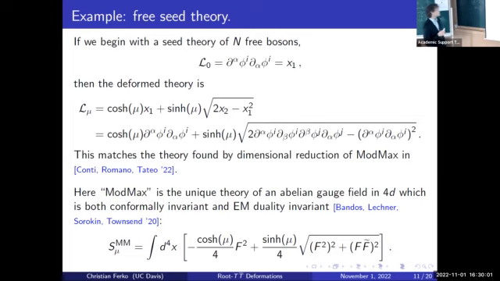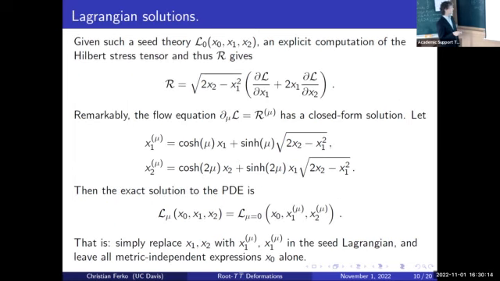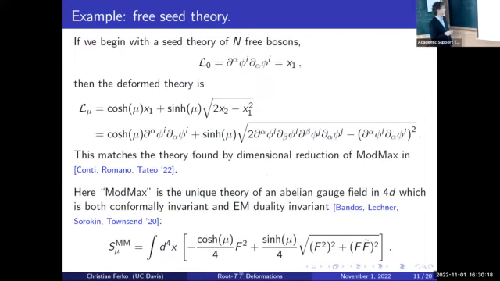So let's just start with a seed theory of n free bosons, trivial target space metric, no potential or anything like that. So L0 takes this form. The deformed theory, just applying our recipe from before, we're replacing the x1 with the x1 mu, which is this combination. So the deformed theory that we get looks like this. It's again the cosh and the sinh.